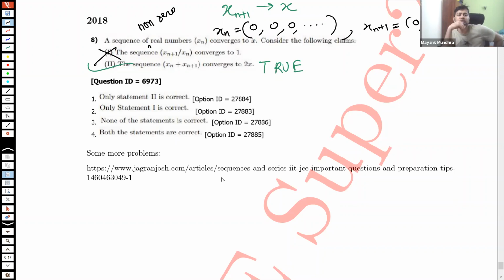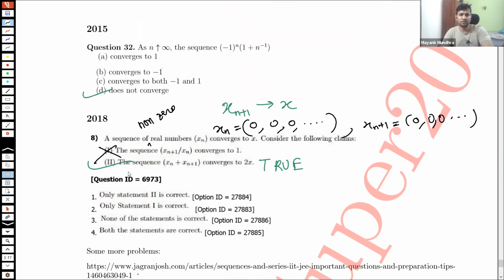So here only statement 2 is correct. There are a bunch of other problems here. If you want to do them, you could copy this, but I cannot copy it now. But you can basically go here. I just found some more problems from IIT, so you can log on to this website and see some more problems if you want.